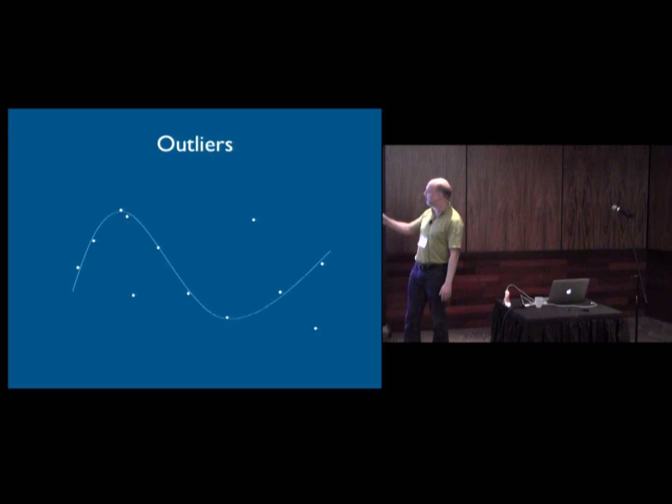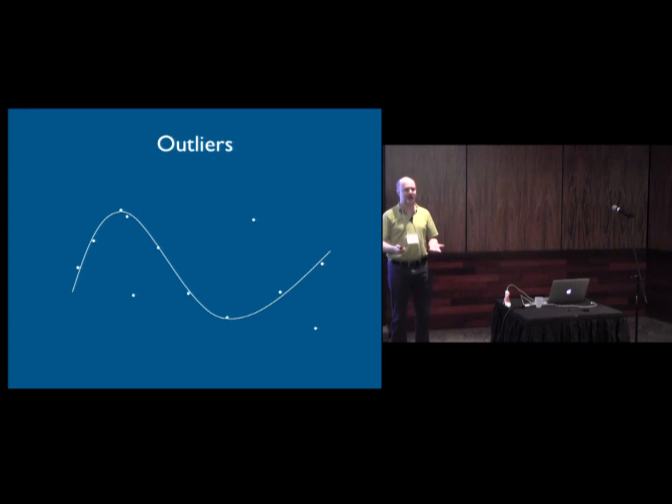So this talk is concerned with outliers. So it's well studied if there are no outliers. But here's a set of points. I don't know if you could see it, but there's a curve that fits almost all these points. But there are 3 points that are outliers. And the question is how to handle these at a high level.